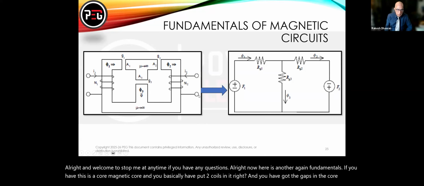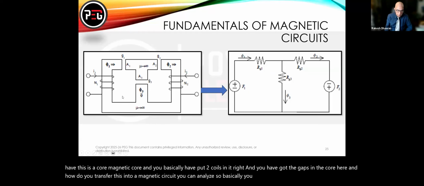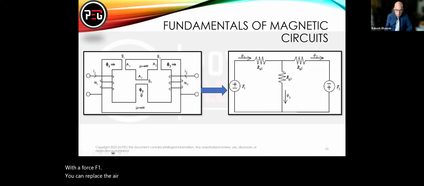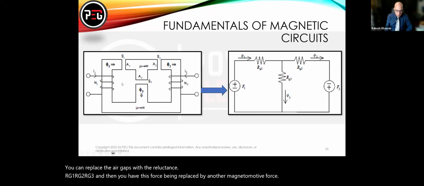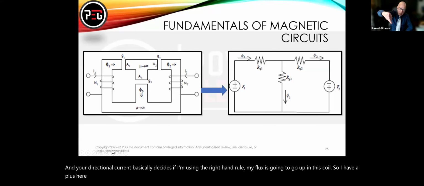Here, and how do you transfer this into a magnetic circuit you can analyze? So basically, you're going to replace the coils with a force, F1. You're going to replace the air gaps with the reluctance, RG1, RG2, RG3. And then you have this force being replaced by another magnetomotive force. And your directional current basically decides, if I'm using the right-hand rule, my flux is going to go up in this coil. So I have a plus here. Here, it's going to go down. So I have a plus down there, right?